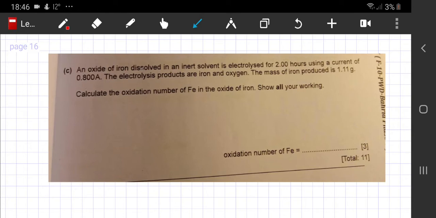So the following question reads that an oxide of iron dissolved in an inert solvent is electrolyzed. It's being electrolyzed for 2 hours with a current of 0.8 amperes, and the electrolysis products are iron and oxygen. The mass of iron produced is also given, and you're supposed to calculate the oxidation state of iron in the oxide of iron. So you have to figure out what the original oxidation state is.